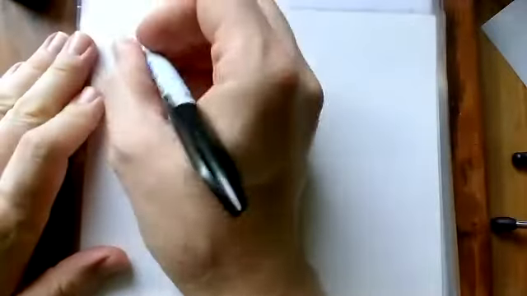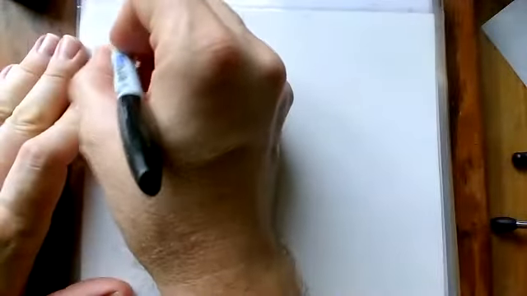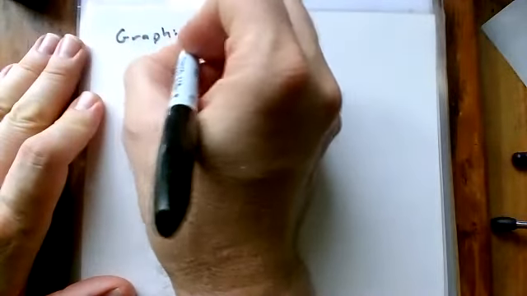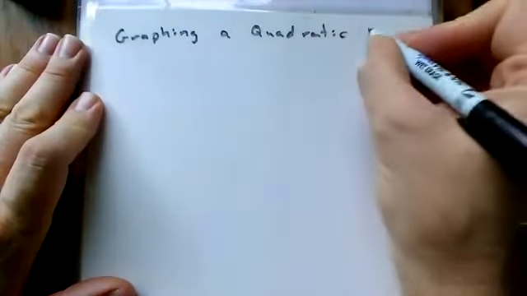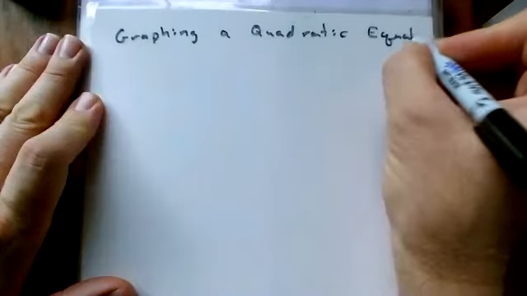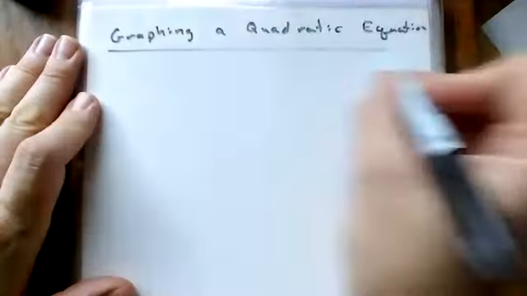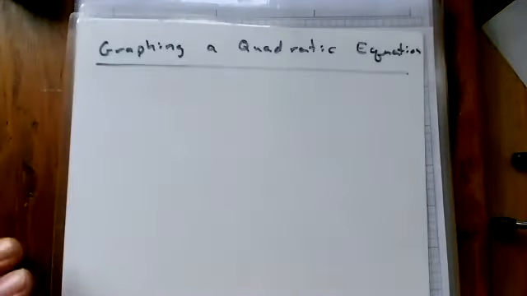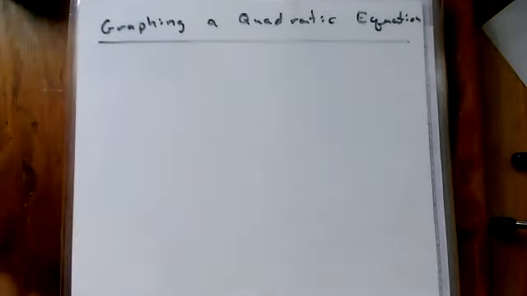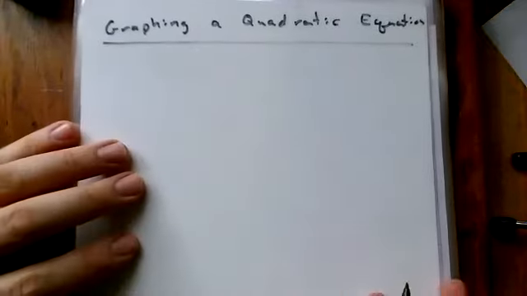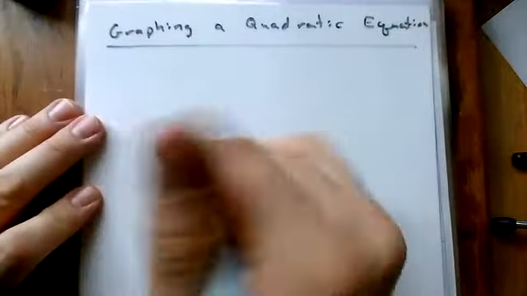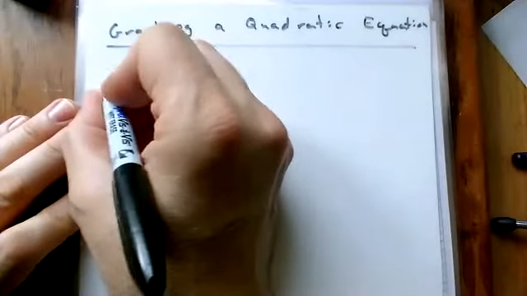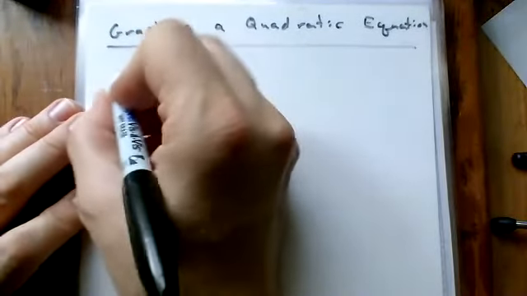All right, we're going to be talking now about graphing a quadratic equation. And I always like to start with what seems like a fairly obvious thing to say, but there's actually a couple different forms that we can use, and I'm going to start by defining our two types of forms.